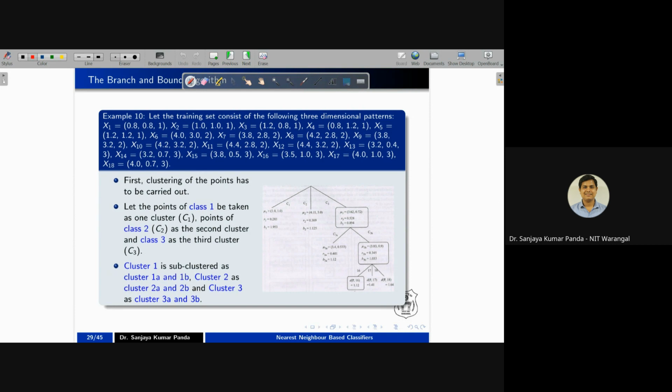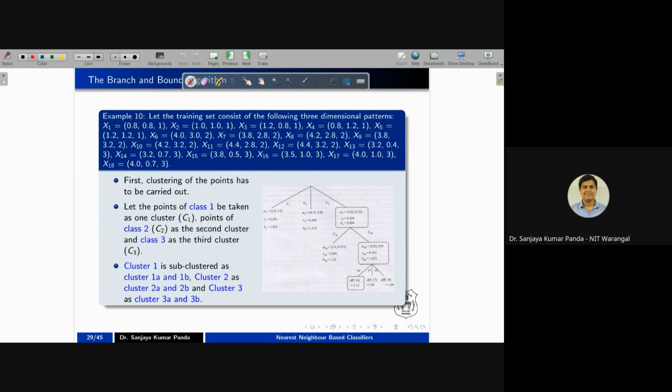It is based upon the concept of clustering, or you can say labeled clustering. Labeled clustering is a supervised learning, while unlabeled clustering is called unsupervised learning. First, clustering of the points has to be carried out. Then let the points of class 1 be taken as one cluster, meaning those that belong to class 1 belong to one cluster.